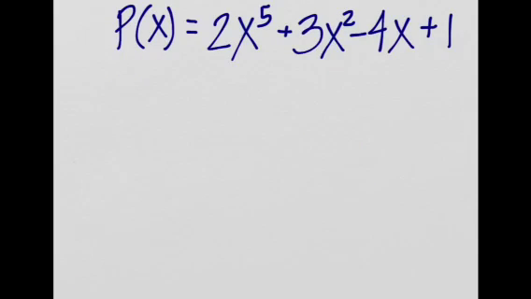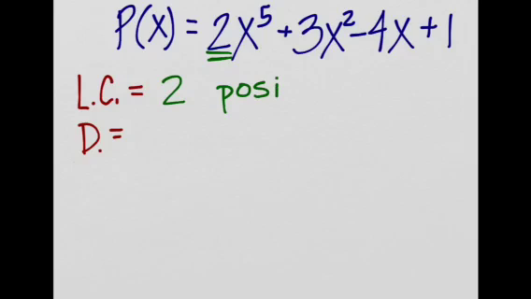So we have p of x equals 2x to the 5th plus 3x squared minus 4x plus 1, and we want to determine the end behavior. Now, as you recall, the end behavior depends on our leading coefficient and our degree. So let's figure out what both of those are first. Our leading coefficient here is 2, and because it's a positive 2, that's going to give us a positive function.